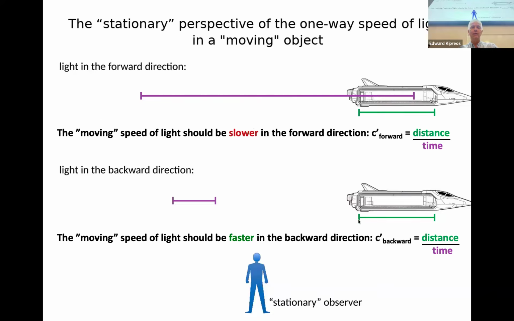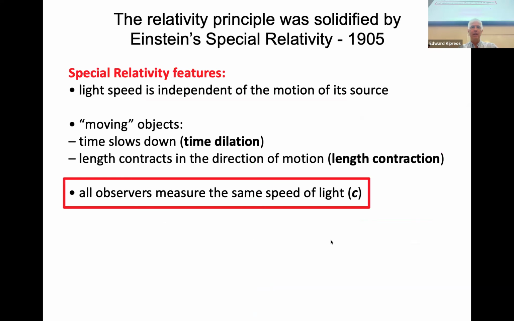And then in the backward direction, when light's going backward, the distance is still the cabin as far as the moving observer is concerned, but the amount of time it took is very little. And so if you take this distance in the moving frame divided by time, the speed of light should be faster than c. Okay, so this is a pretty surprising result, and there's no way that this actually came from slowing down time and length contraction. It didn't come from these.